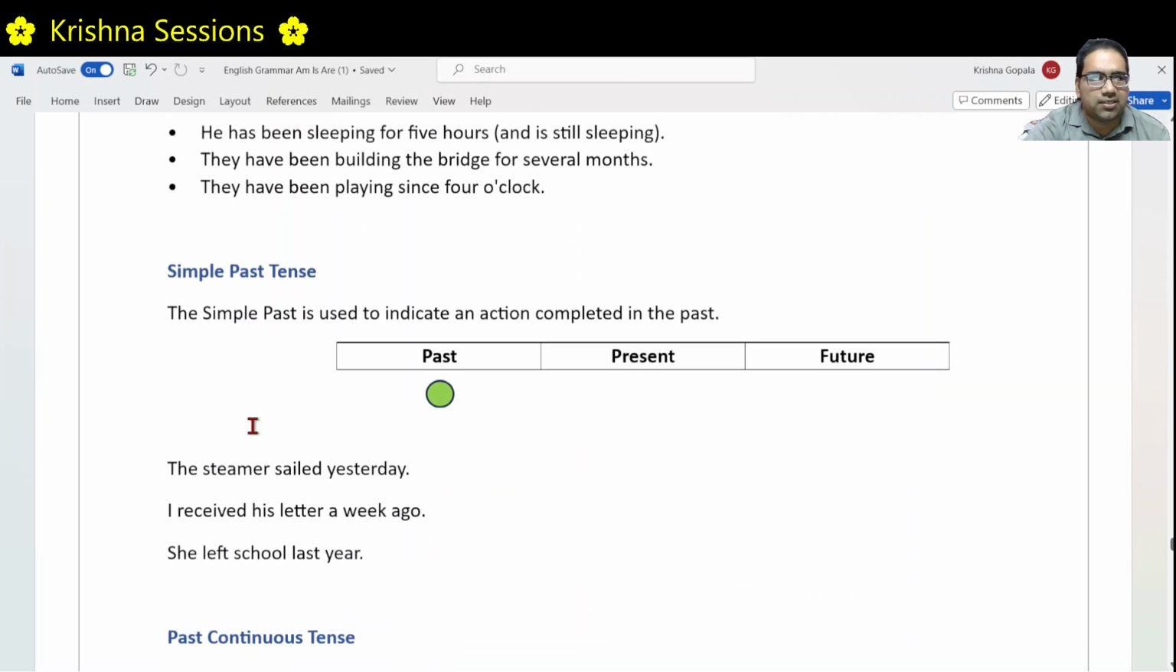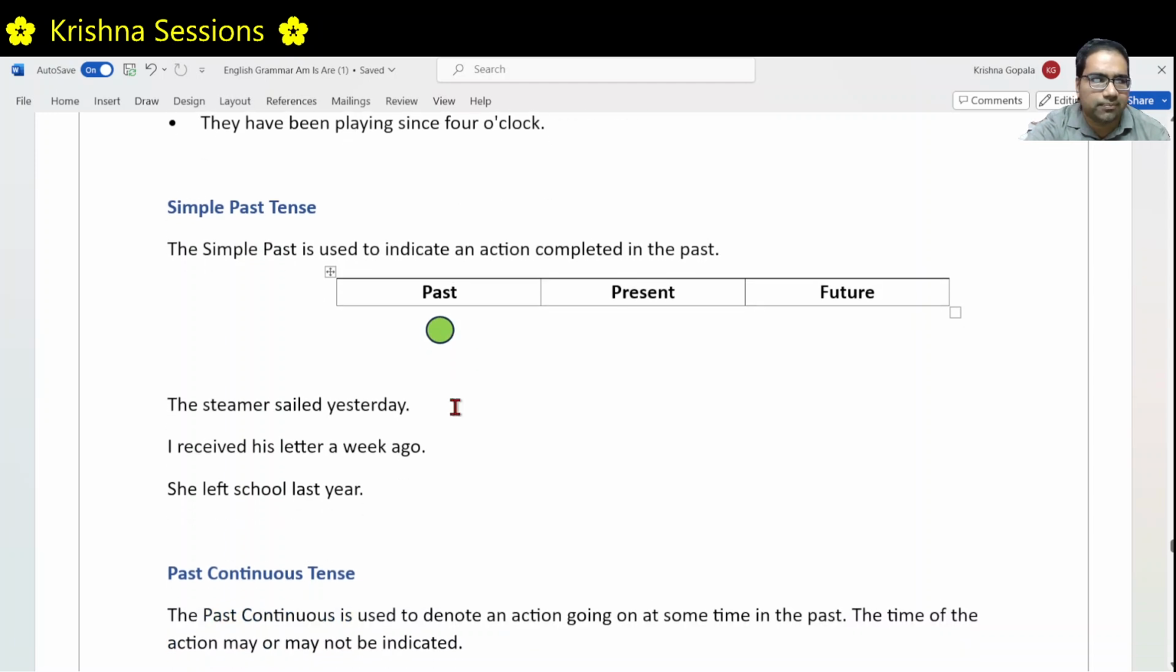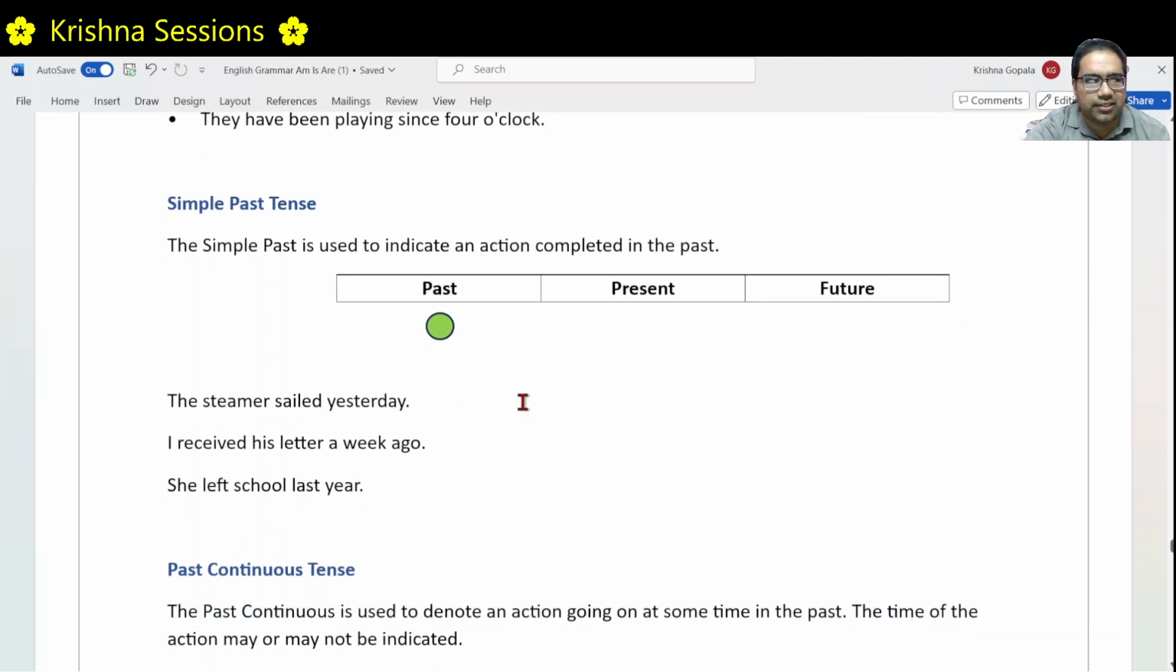Simple past. Simple past means the action was done in the past. The action is already done. We are not worried about the result right now. It is just done. We are just declaring that the action is done. The steamer sailed yesterday. That's it. It is done. We are not worried about the result right now. I received his letter a week ago. Just that. It's a plain statement.